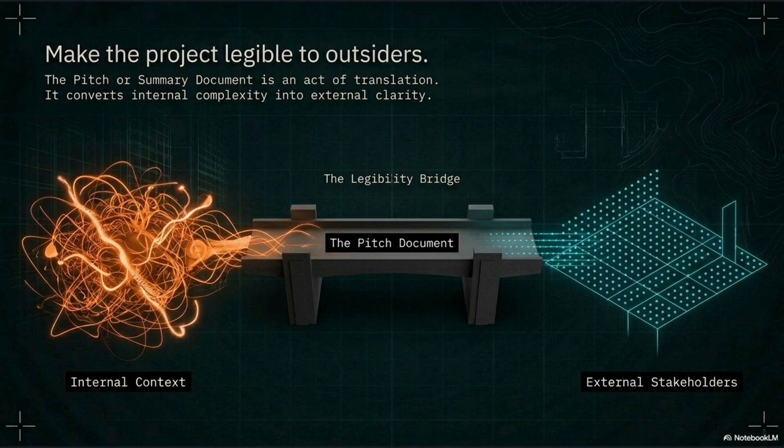We've explored how to forge your creative idea internally, but now comes a critical challenge: making it legible to outsiders. The pitch or summary document is an act of translation. It takes all that internal complexity, the tangled ambitions, technical details, and contextual knowledge that live in your team's minds, and converts it into external clarity.